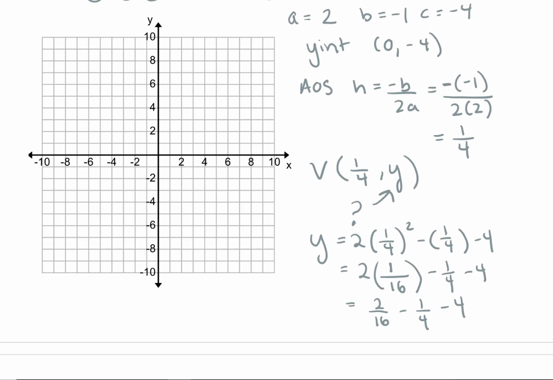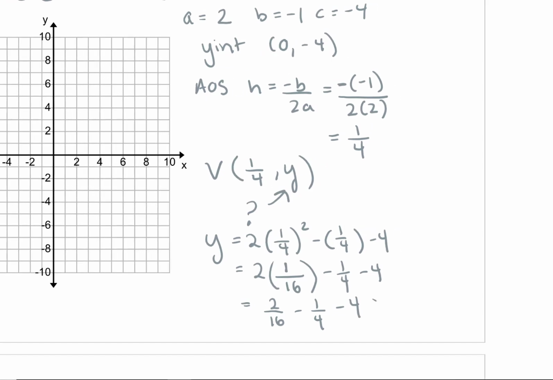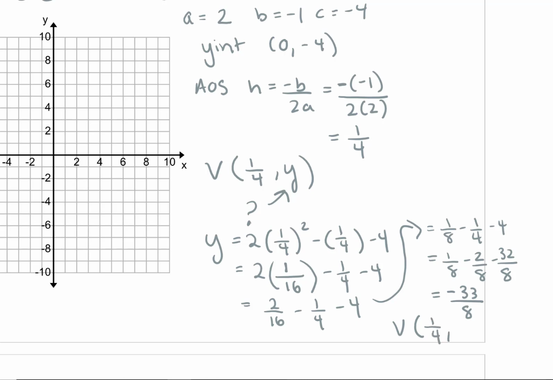Now we get to work with some fractions. So we have 1/8 minus 1/4 minus 4. If we have a common denominator, we end up getting -33 over 8. So our vertex is 1/4 and -33 over 8. And yes, we want to leave that in an improper fraction.